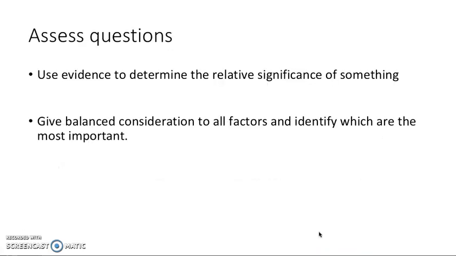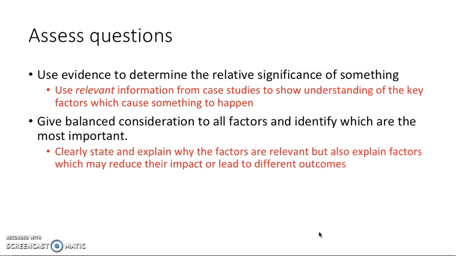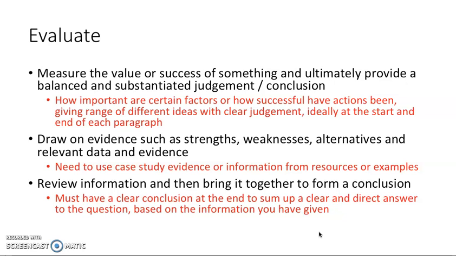So looking at the assess questions in this specification, it says, assess questions are there to use evidence to determine the relative significance of something and give balanced consideration to all factors. So basically, use relevant information from case studies to show an understanding of the key factors which cause something to happen, and then clearly state and explain why they are relevant. Now, you don't need to give all factors everywhere. You're looking at giving 3 or 4 key points or 2 points which are well contrasted, and that will be enough.